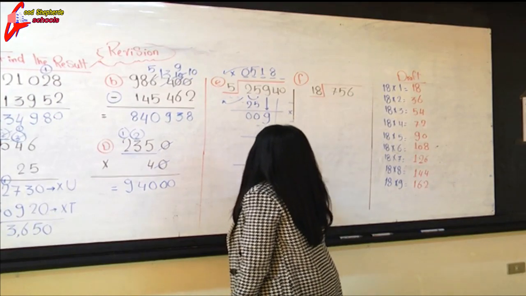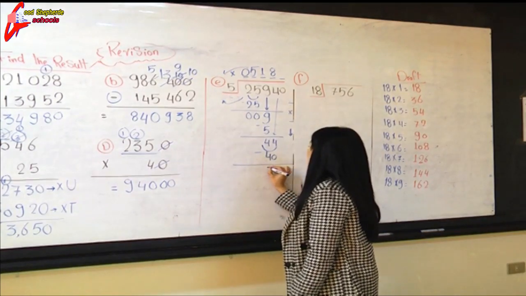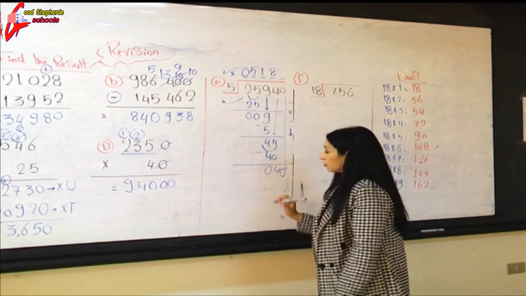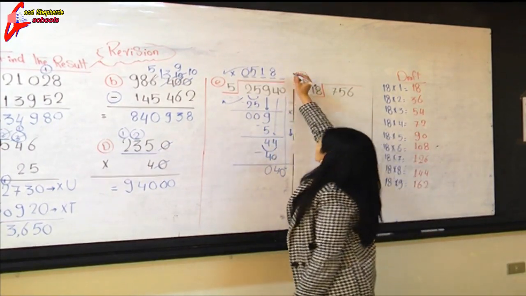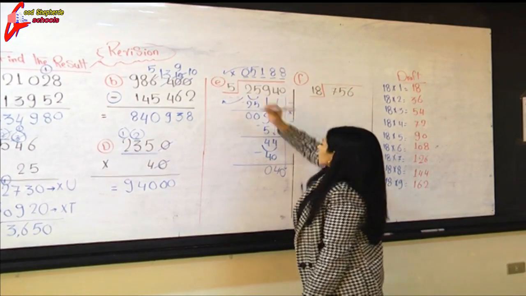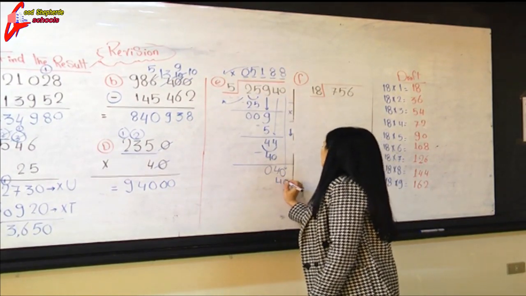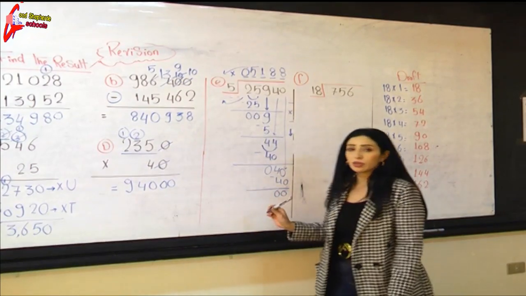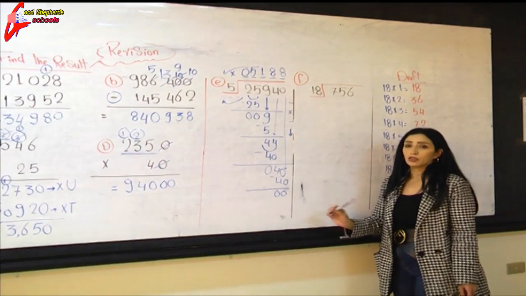Make minus, 4 minus 4, 0. Drop 0. 40 divided by 5 equals 8. 8 times 5, 40. Make minus, 0 minus 0, 0. When you get a result without remainder, you finish.